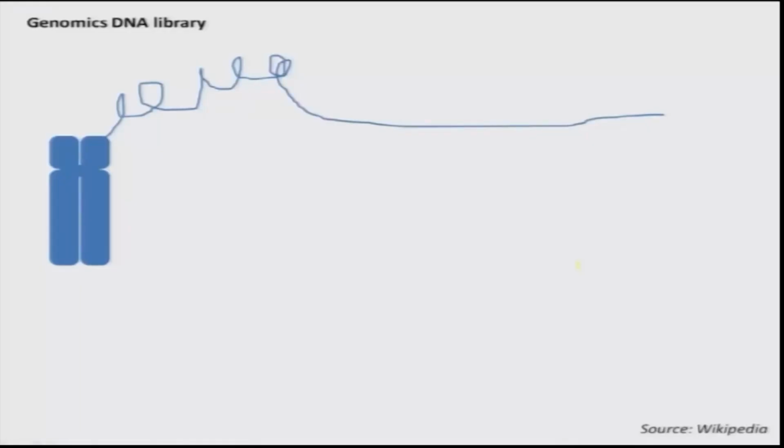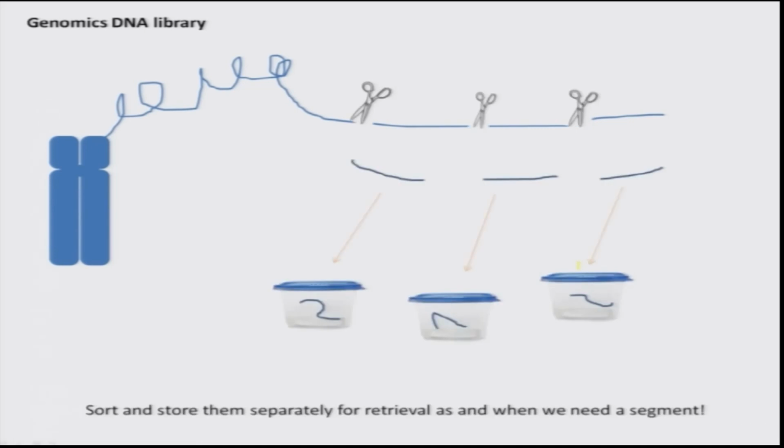So, let us have a look at how a genomic DNA library is made. This is what it is. You have the DNA that is running from top to bottom in a chromosome, and what you need to do is cut it into smaller pieces, and not only that, you have to sort them and then store them. And why do you store? For two reasons. One, you do not mix one with the other, therefore the identity is lost.